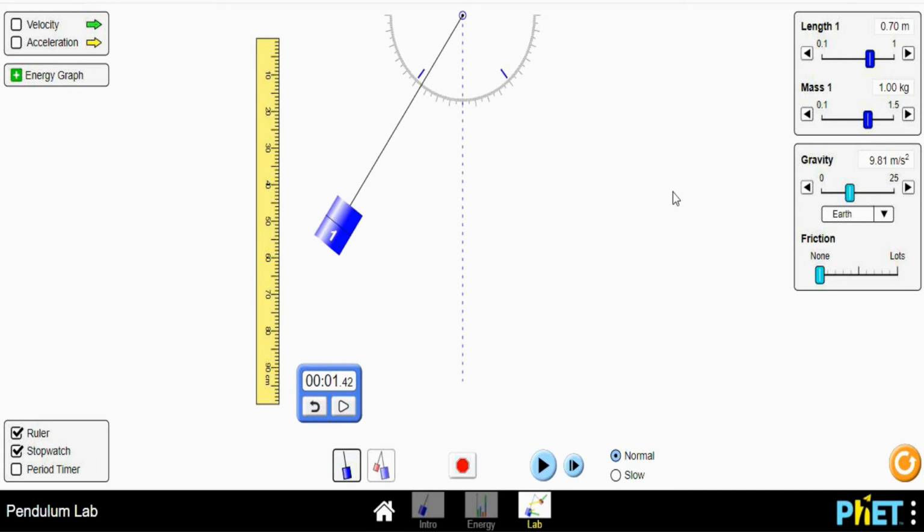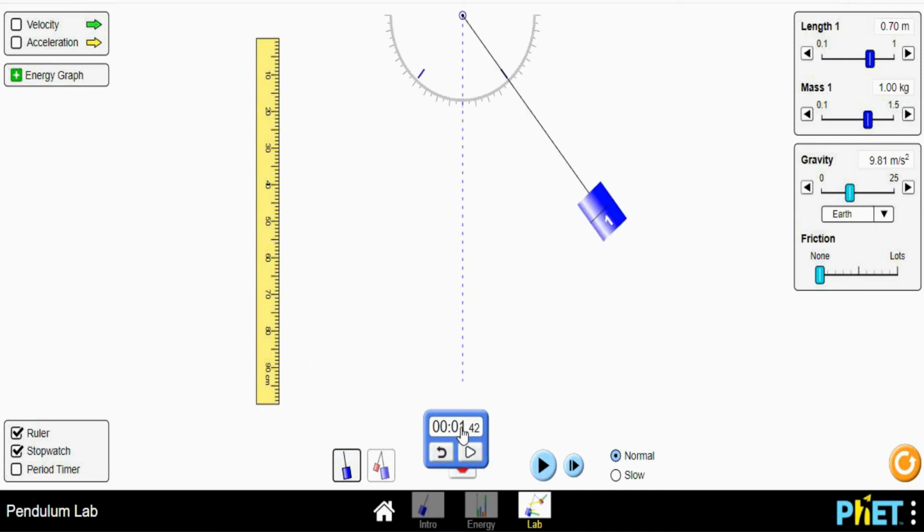And now let's discuss whether amplitude changes the time period and frequency or not. Let's check it. Only 3 oscillations, so that it becomes easy for us. 1, 2, 3. 5 seconds. It took 5 seconds for 3 oscillations.